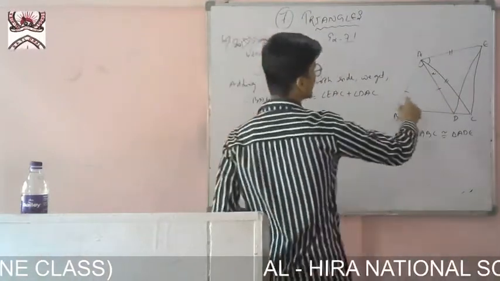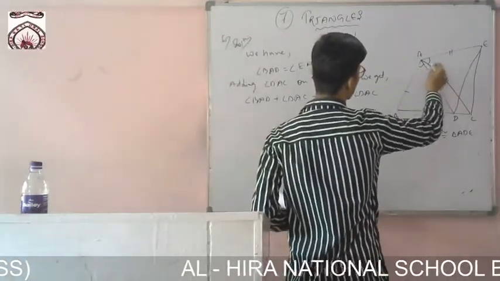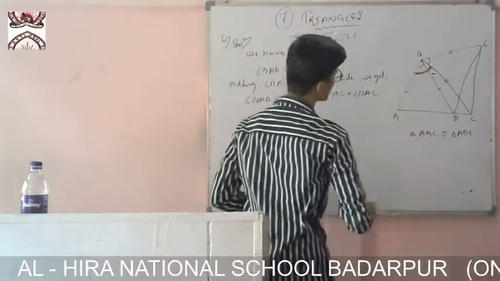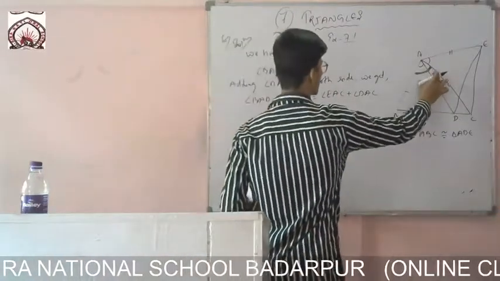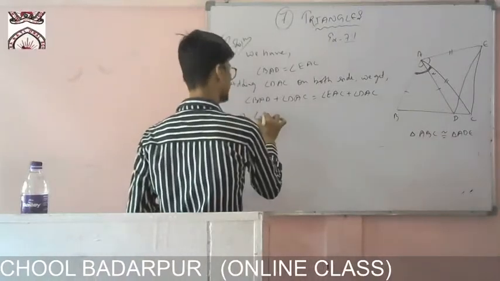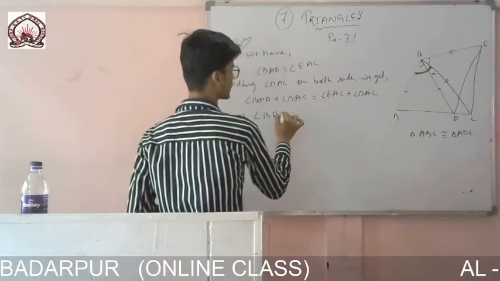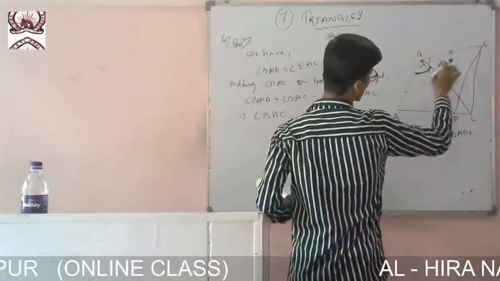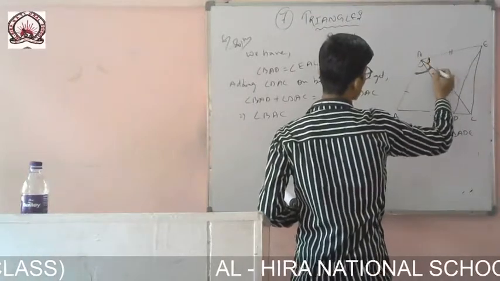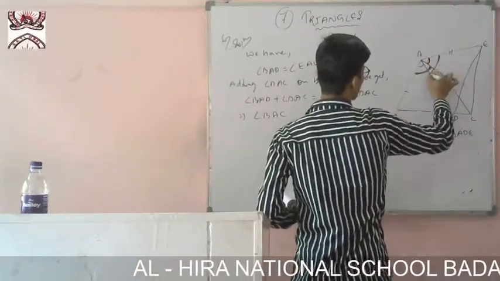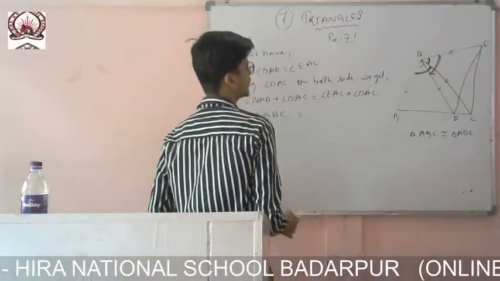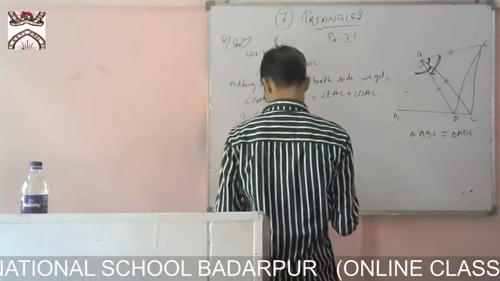I am adding this side to both the angles. Earlier BAD was there, now I have added this one, so it became this whole angle. See it very carefully. It became this whole angle, so I can write it as BAC. And with this one also, the same: earlier only this angle was there, now I have added this one, so it became this whole angle. So it is equal to angle EAD, or DAE.